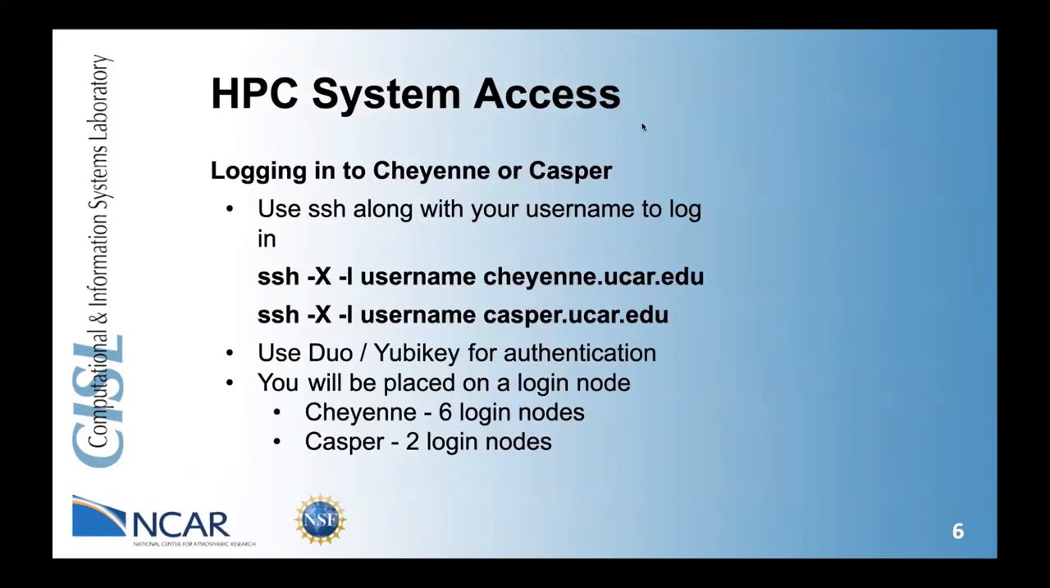Okay, so getting onto these systems. Cheyenne and Casper, you'll access both of them via SSH just to get a terminal. If you're using Windows or something, you might be using PuTTY or some other SSH client. From a standard Linux or OS X system, you can just use the terminal. Then ssh -X, if you're going to want to display any X Windows back, to turn on X forwarding. Then -l and your username, and then cheyenne.ucar.edu to get onto the Cheyenne system, or casper.ucar.edu to get onto the Casper system. That will land you on a login node. On Cheyenne, there are 6 of these login nodes, and on Casper, there are 2 login nodes.